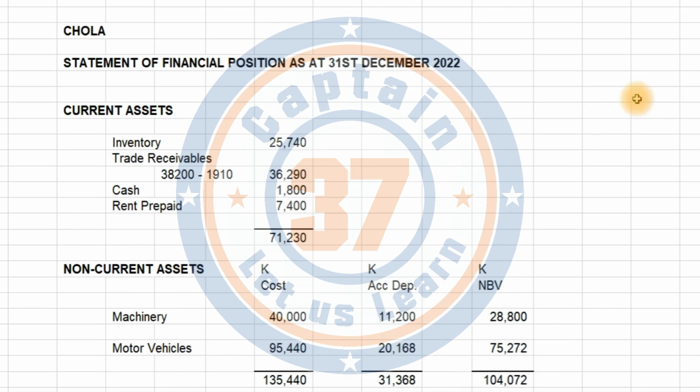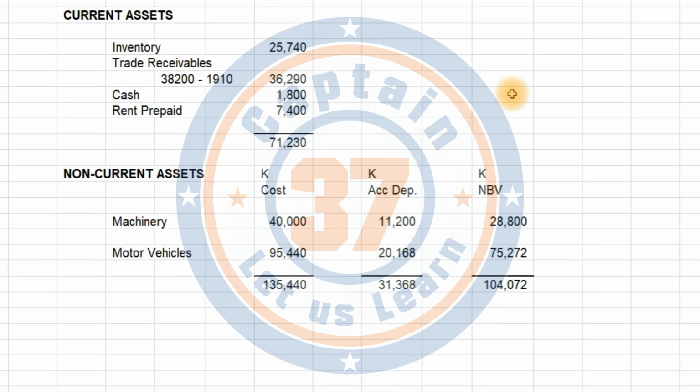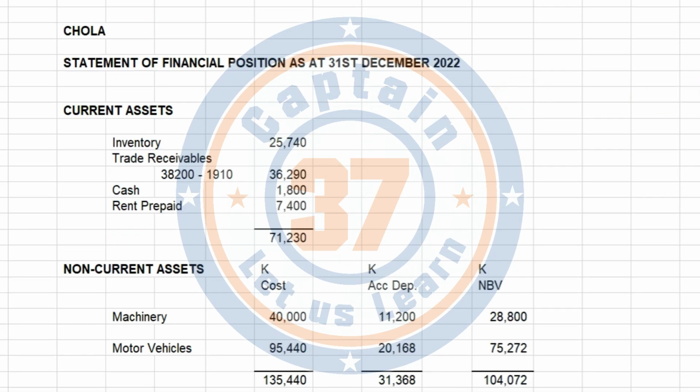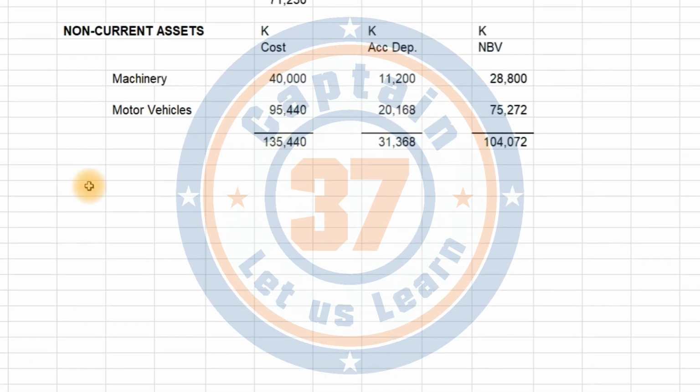We now turn our attention and look at the liabilities for this particular business of Chola. Liabilities. And where do we get the liabilities from? We get them from the trial balance. And so what liabilities do you find there? Let me just start from there.